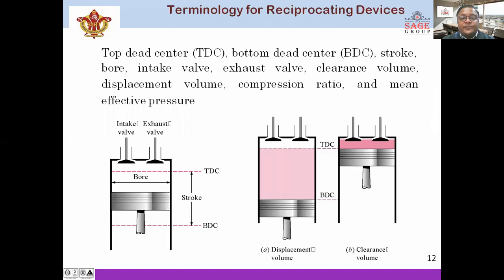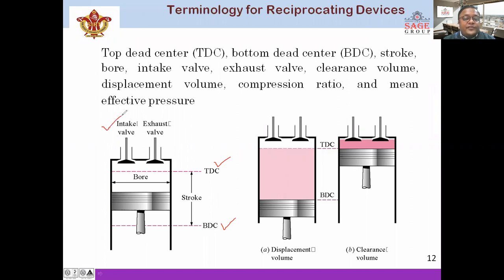This is the terminology used for the reciprocating devices: top dead center, bottom dead center, stroke, bore, intake valve, exhaust valve, clearance volume, displacement volume, compression ratio, and the mean effective pressure, already discussed in the class. So it is again repeated here. TDC, where the piston is at the topmost condition, that is called TDC, top dead center, and where the piston is at the extremely lowest condition, that is called BDC, bottom dead center.